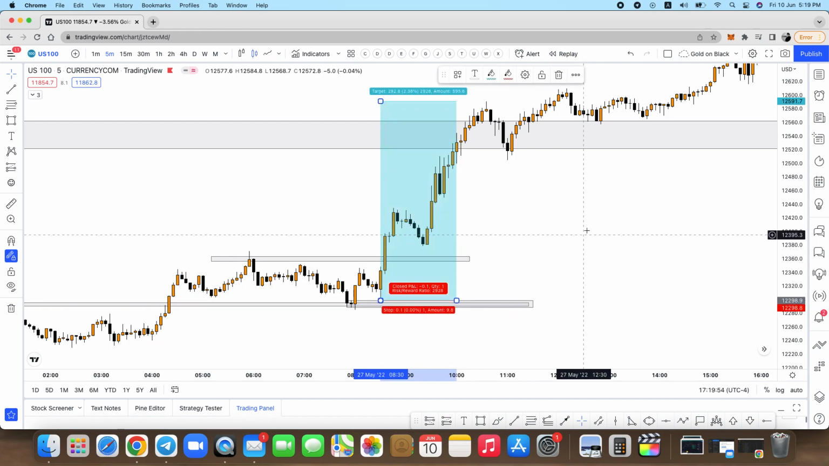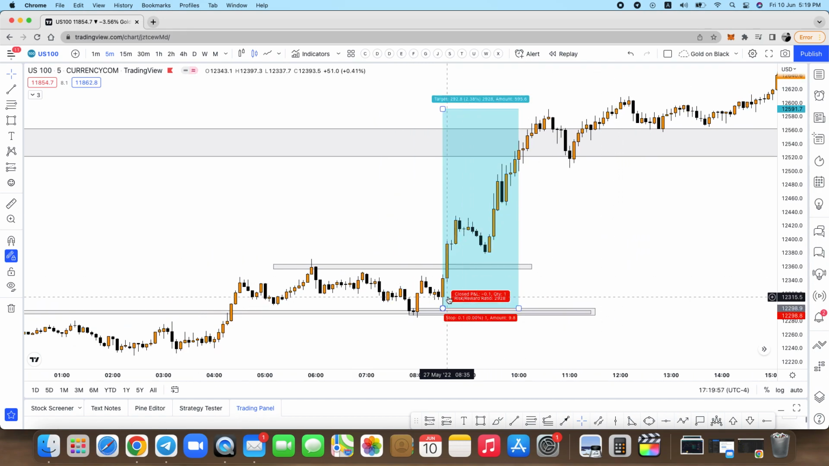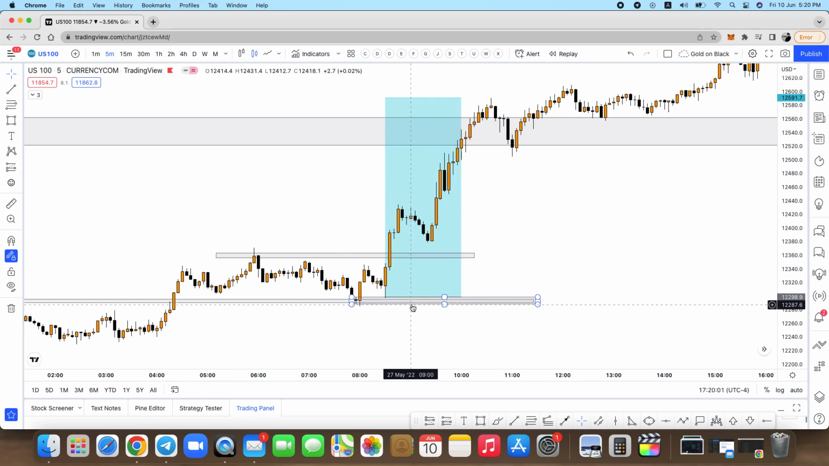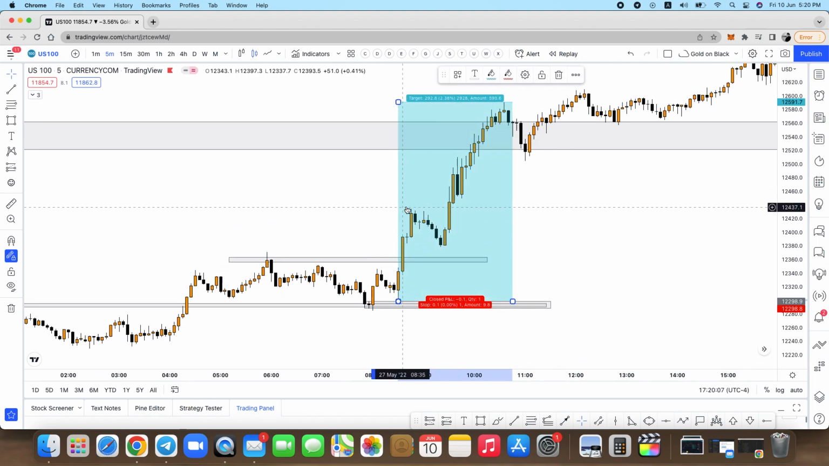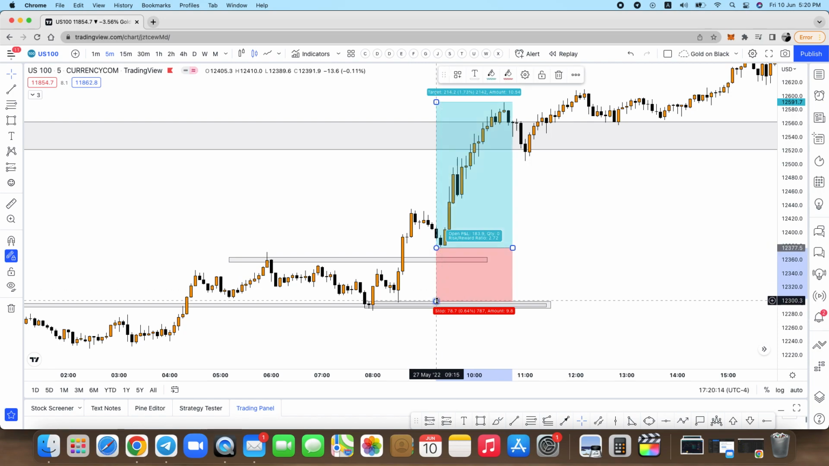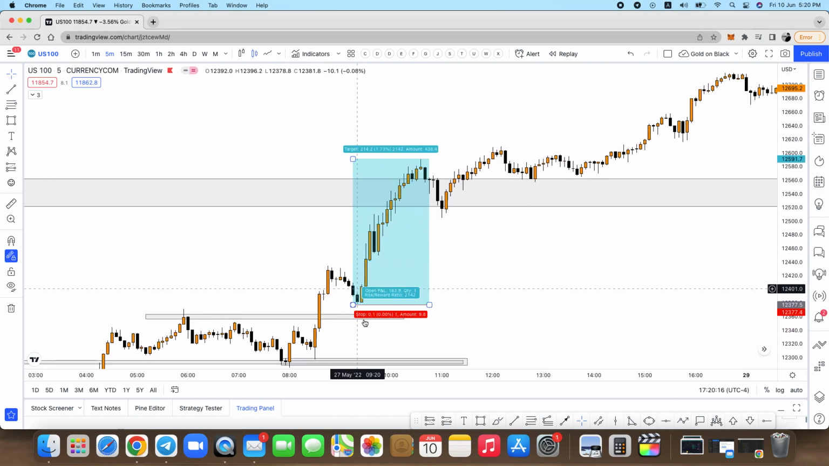I mean, look at that. The probabilities of this thing actually coming back to this zone after skyrocketing like that are very, very little. So the price then pulled back and then started skyrocketing again. If it skyrockets like that, you try to trail your stop loss. Now move your stop loss there and just keep following.